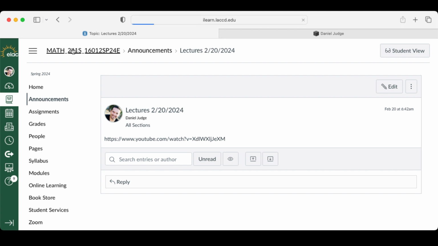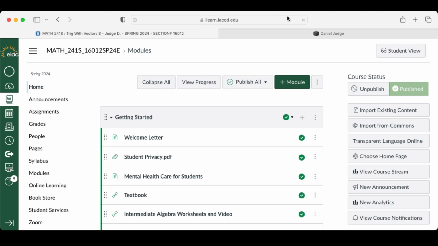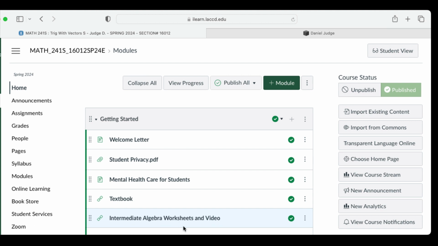Let's see what's going on here. Do we have our audio? I think we should. Let's double check. Okay, audio. Yeah, our audio is up and running.